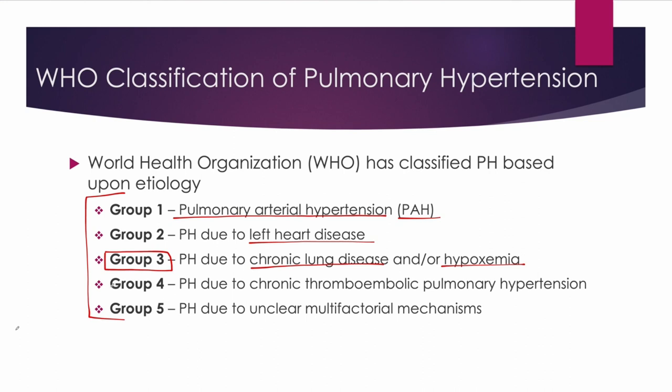Group four, we're also going to talk about quite a bit, because it has to do with thromboembolic events. So just what we just talked about, PEs. And these are the more chronic type PEs, the little ones that kind of plug it up over time and cause chronic elevation in the pulmonary arterial pressure. Group five is kind of the hodgepodge group, kind of the multifactorial mechanism group, and we'll go into that a little bit more. You should remember these groups, just generally speaking.